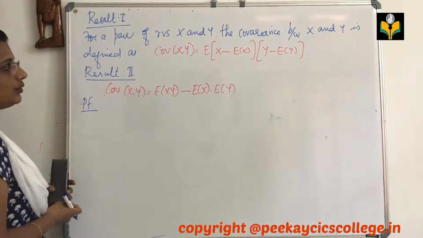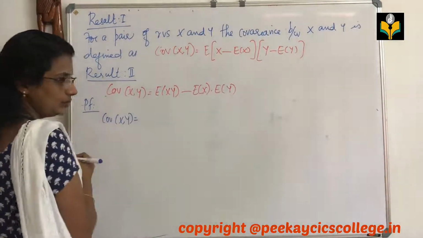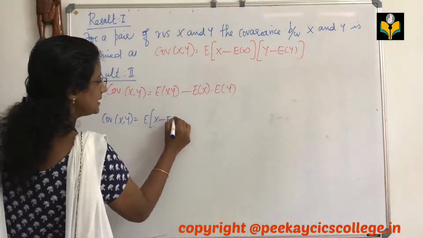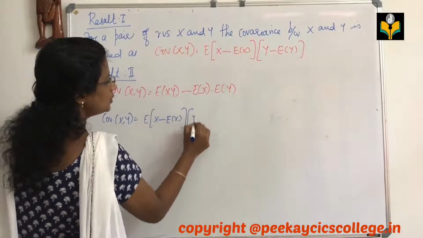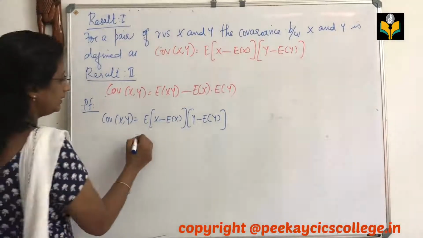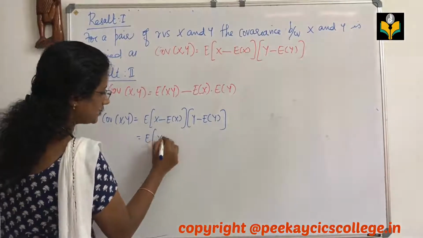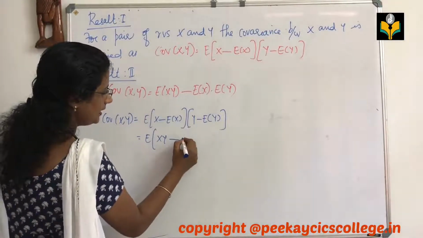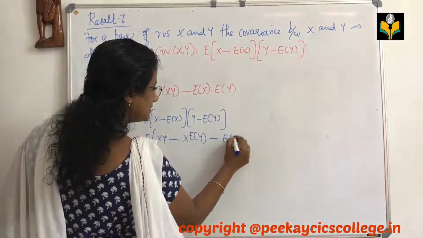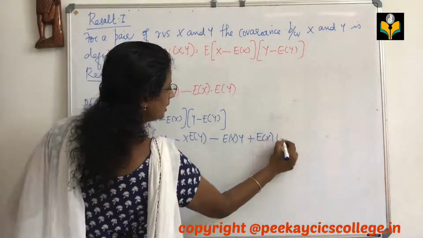Start with the covariance of xy. Covariance of xy equal to, what is the standard formula? Expectation of x minus E of x into y minus E of y. Okay, that is equal to expectation of simply the multiplication x into y, xy minus x into E of y, minus E of x into y plus E of x into E of y.